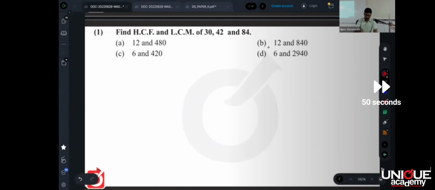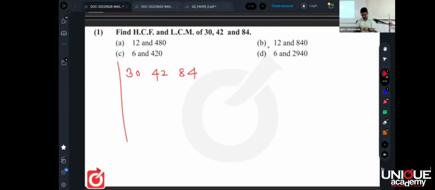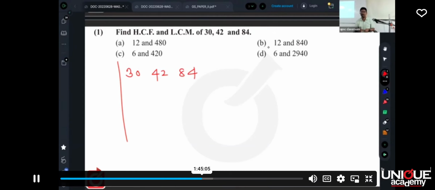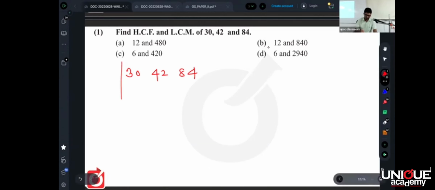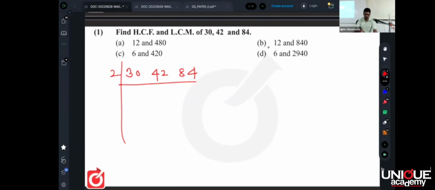Okay, 30, 42, 84. Before I start to solve this one, let me know how many of you have got your answer as option C. Those who are not getting it: here 30, 42, and 84, all being even numbers, are divisible by the first prime number, that is 2. So when 30, 42, and 84 are divided by 2, we get 15, 21, and 42.